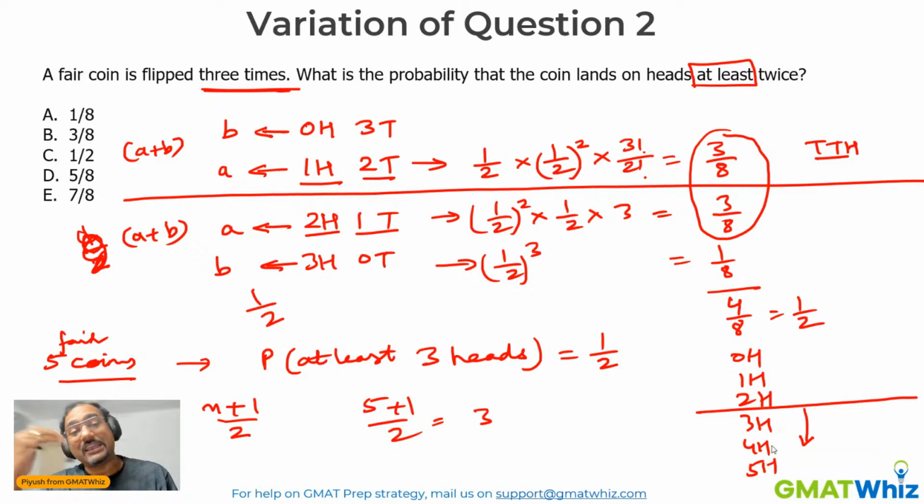And this will work for some other cases also. For example, if they tell you that 5 dice are rolled, what is the probability of getting an even number on at least 3 dice? Now, the probability of getting an even number on a die is half, and a non-even number is also half. So it's the same thing as a coin in a way, right? It's the same kind of outcome. So if you're rolling 5 dice and asked for the probability of getting an even number at least 3 times, it's going to be half again. So the same logic will work.